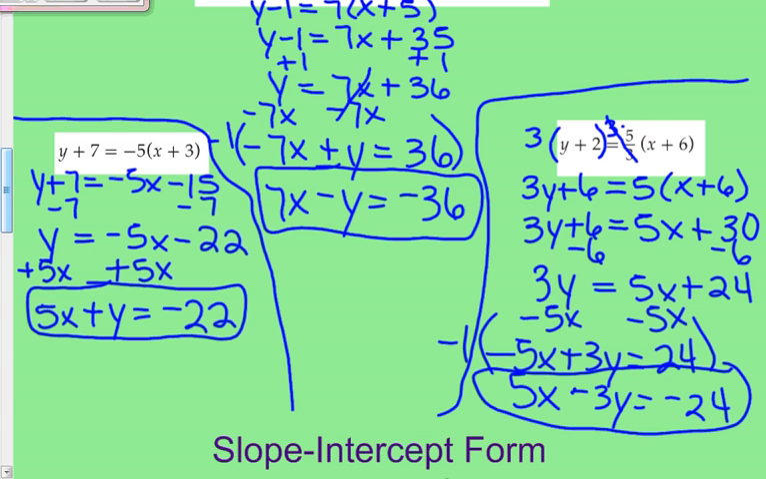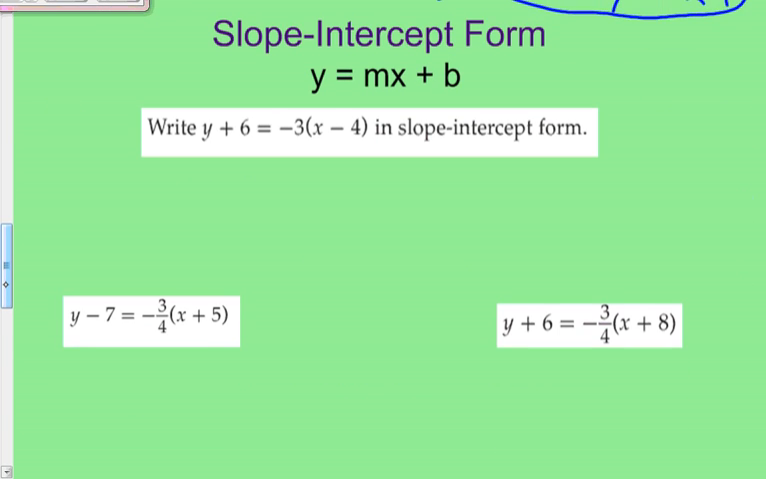Now that was standard form. Last but not least, our favorite, or at least my favorite, slope-intercept form. Y equals mx plus b. So you're going to take an equation from point-slope form and put it into slope-intercept form. That means you solve for y.